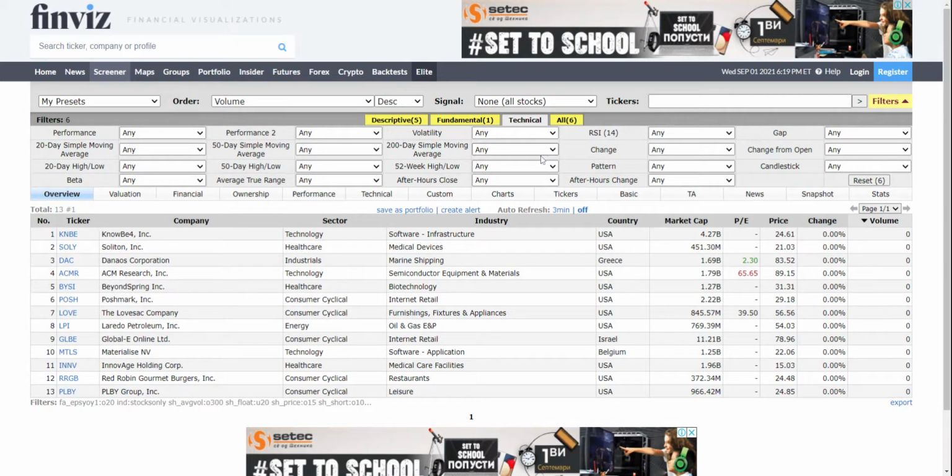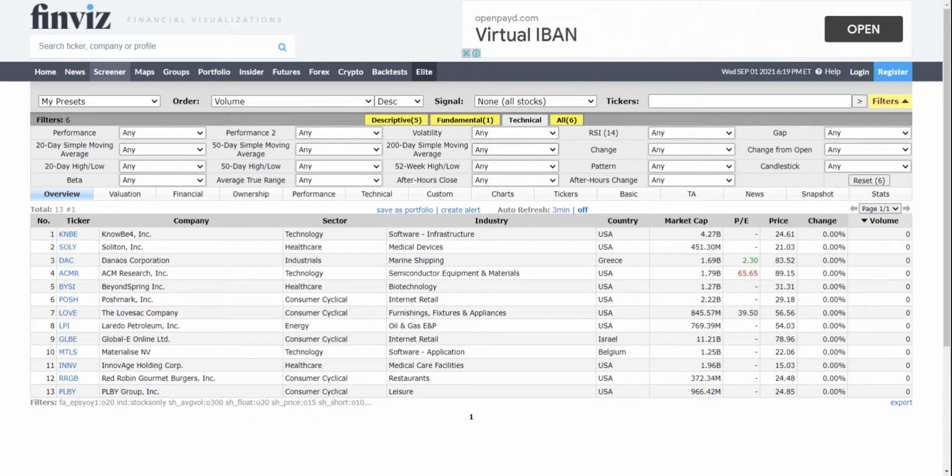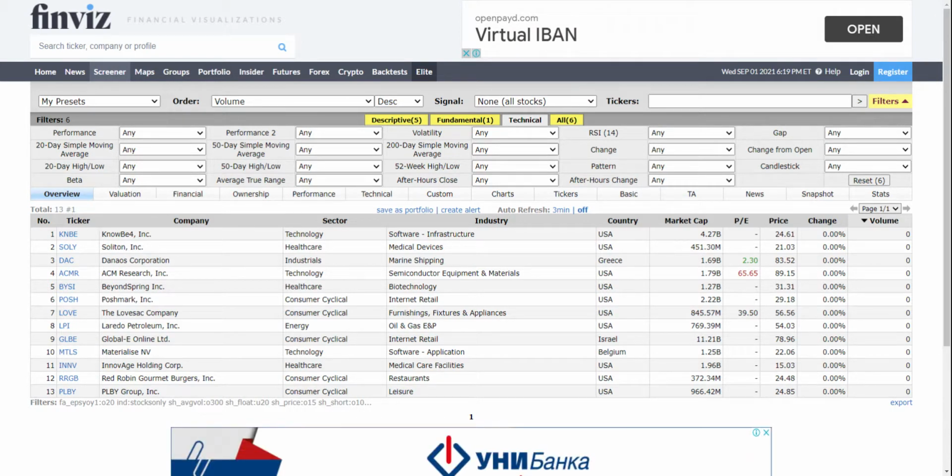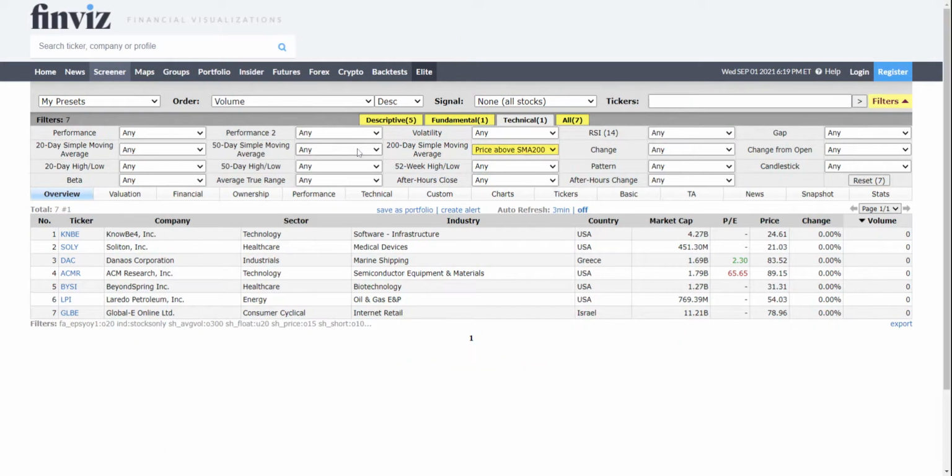So what we want is for the price to be above the SMA. So you can see that the price is in a bullish run. Just let me find it for you guys. Okay, just like that, price above. So we are bullish right now.